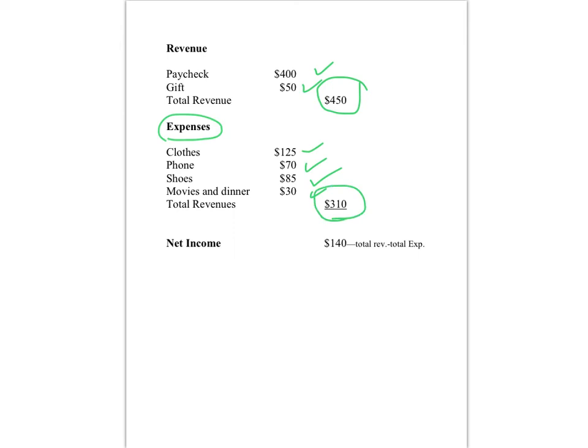Now, is this a good situation or a bad situation? You earned $450 and you only spent $310. That's a very good situation, because when you take $450 right here and you subtract away your expenses, $310, you should still have $140 left. That's your total revenue up here minus your total expenses. That should be going into the savings, because this process will begin again.